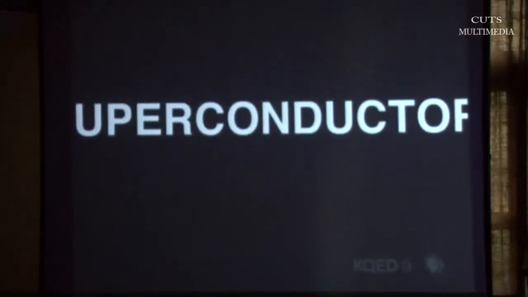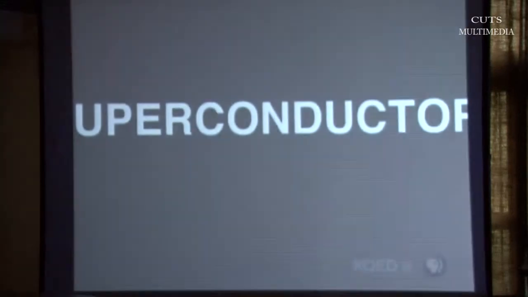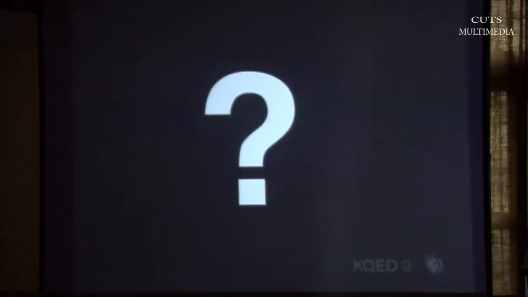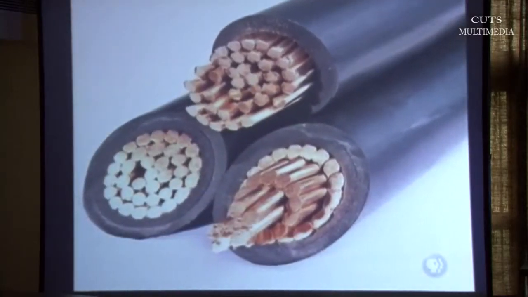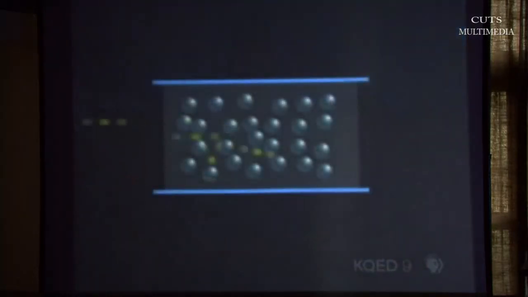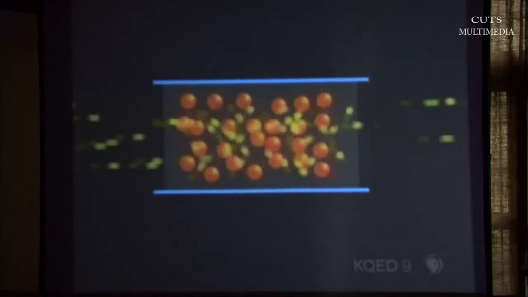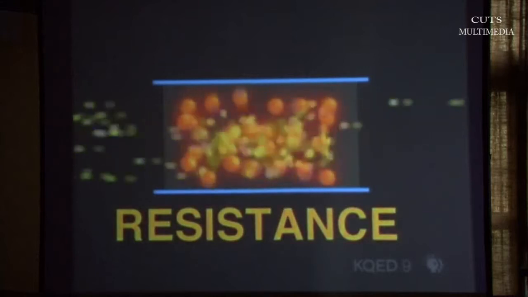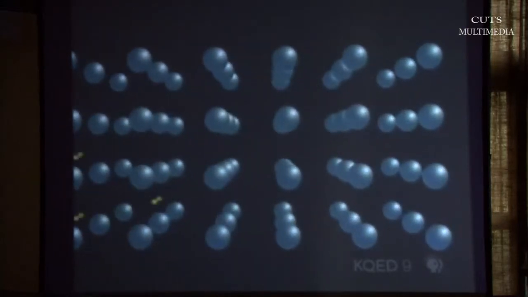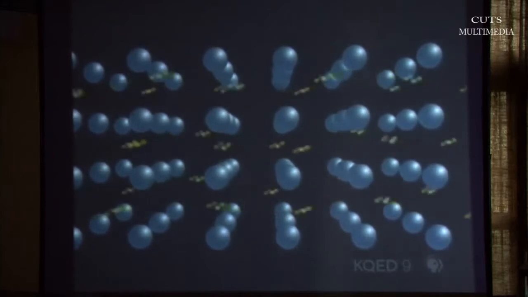Wait, what is a superconductor? Or for that matter, what's a regular conductor? Conductors are materials that allow electricity to flow through, like copper. Most of the wiring in your house is copper. But copper has a problem when electricity flows through it. Electrons bump around, wasting energy as heat. That's called resistance. A superconductor has no resistance, zero. So the current flows through it without wasting any energy.